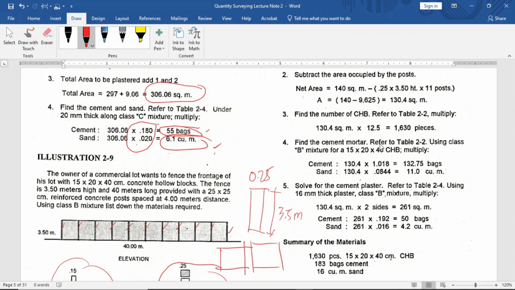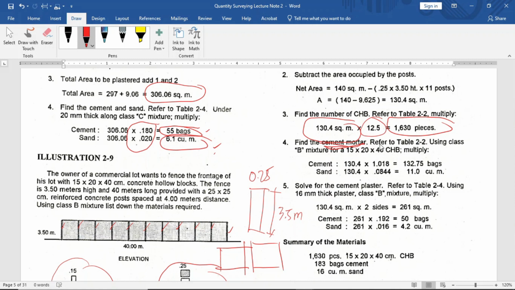So, simple lang. Nakuha na natin yung net area, times lang natin by 12.5. So, meron tayong 1,630 pieces of CHB. So, after that, hanapin natin yung cement mortar naman ng wall. Ito, cement mortar to. Ito yung sa palaman. Tawag natin palaman.